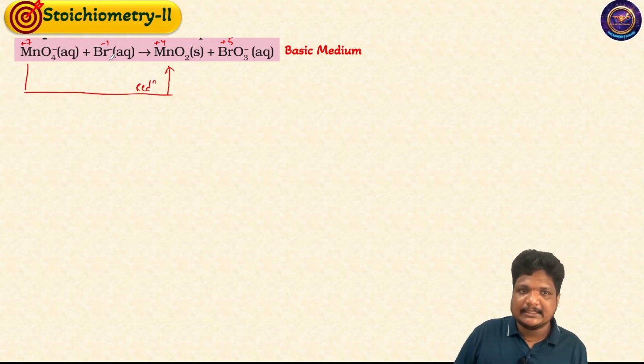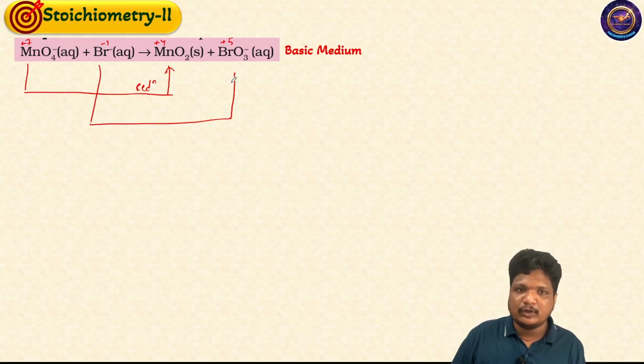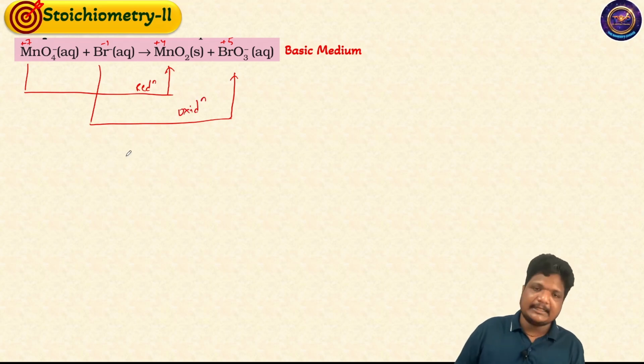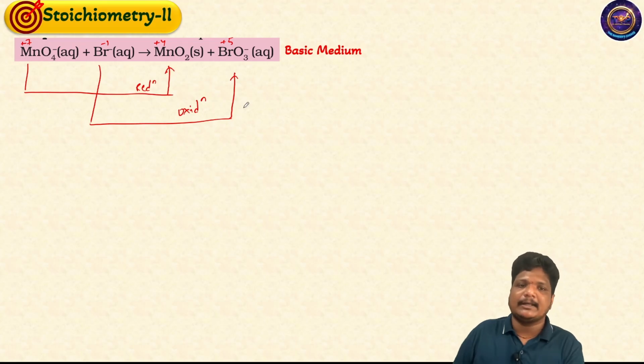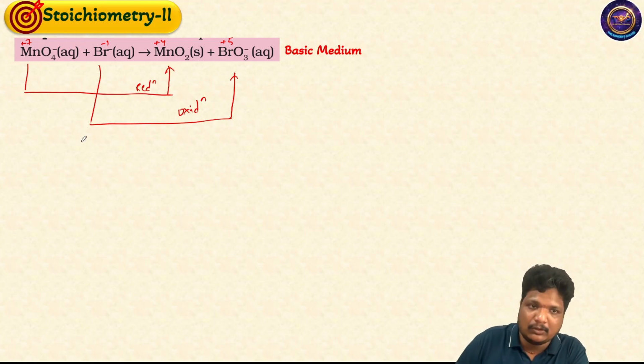Br-, which goes from -1 to +5, will undergo oxidation. So it is an oxidation reaction. So let us write the oxidation half reaction and the reduction half reaction.